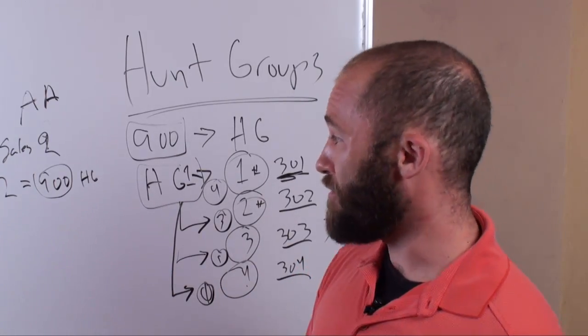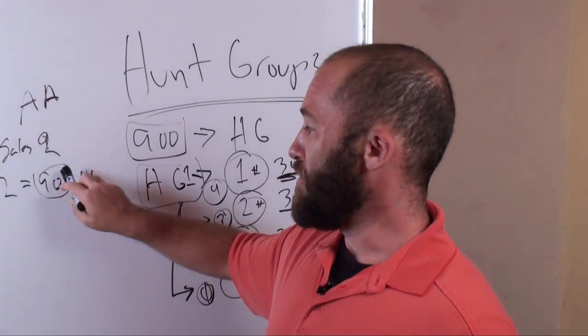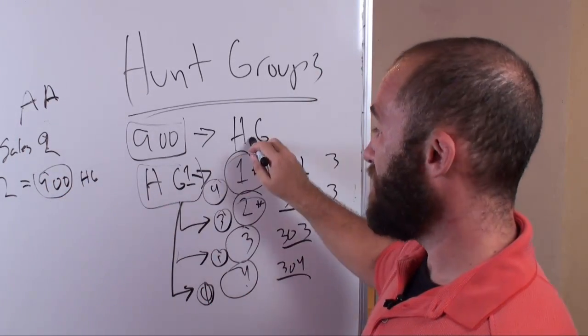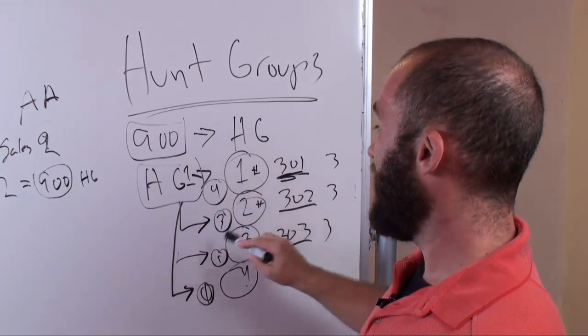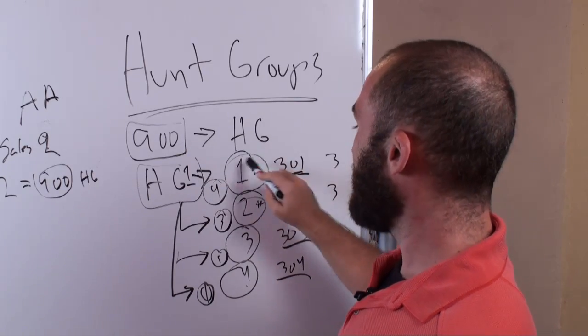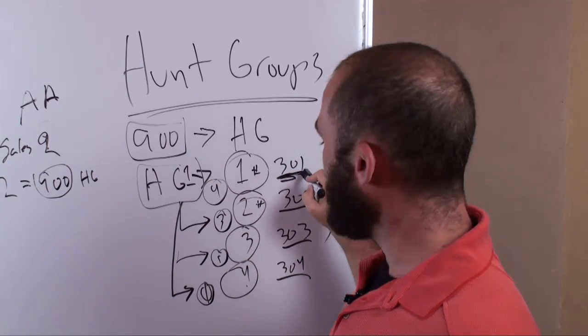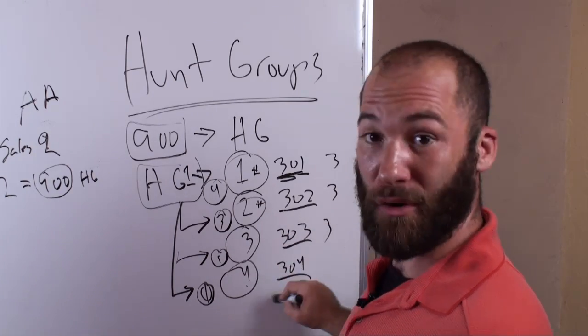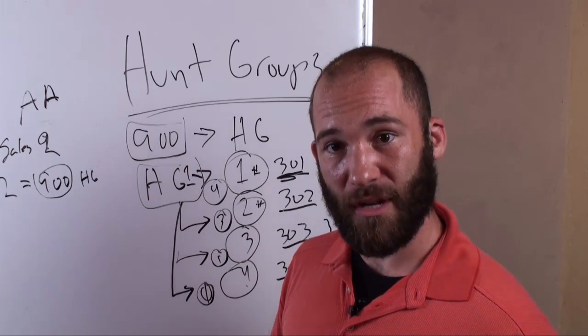So the basic hunt group states, you create the extension, let's say 900. That extension is a hunt group. That hunt group says the first person in the hunt group is 301. If they're busy, go to 302. If they're busy, go to 303. And if they're busy, go to 304. That is a standard hunt group.